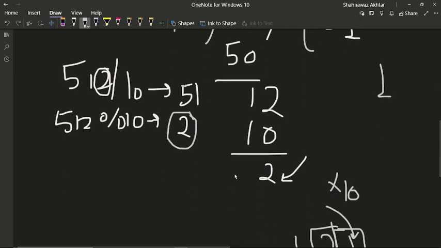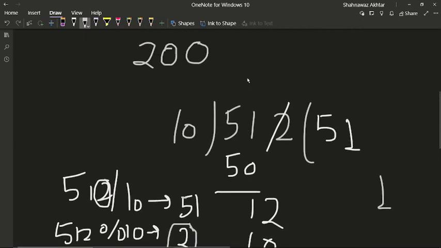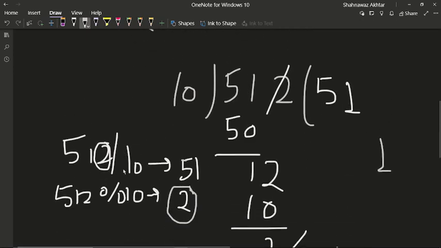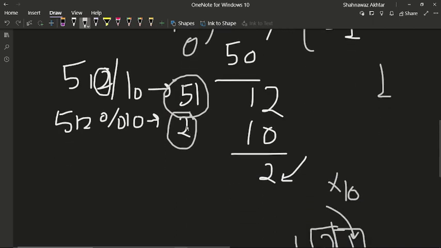So we can say it has one digit, but we are not sure whether it has further digits or not. For that purpose, we check whether this quotient has become zero or not. It has not become zero till now. So you will again take this quotient and divide it by 10.